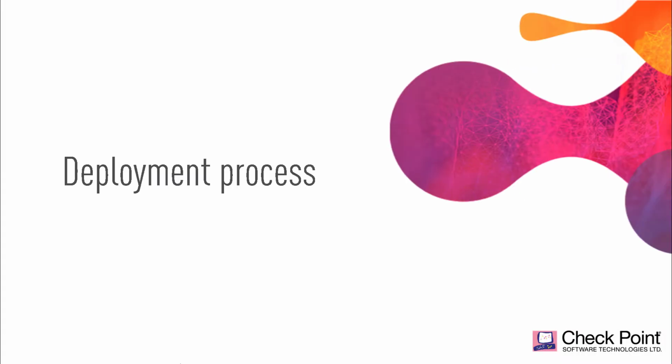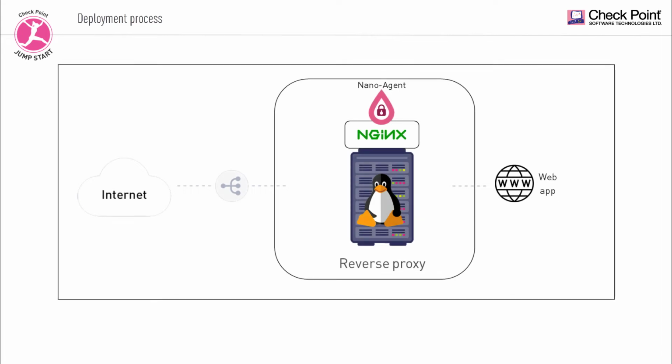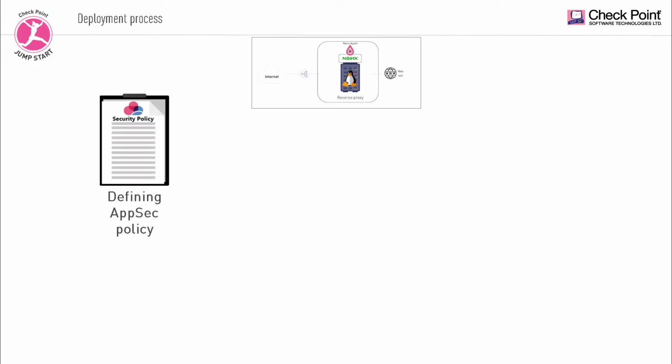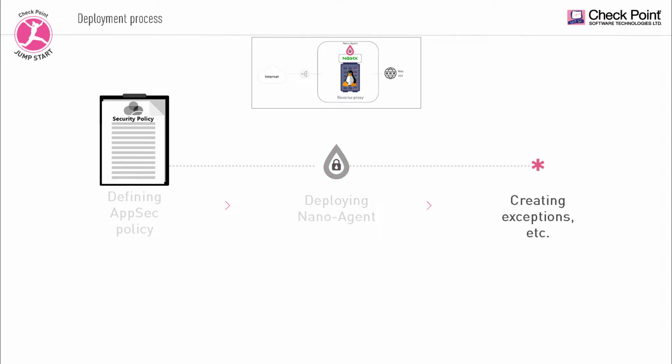Now, let's define the high-level deployment process of our chosen scenario, providing application security and API protection using an embedded Nano Agent on top of a Linux machine running an Nginx reverse proxy. First, we define the AppSec policy. Then we deploy the Nano Agent. And finally, we can create exceptions and additional definitions on the Infinity Portal's end to accommodate any special requirements that go beyond the default settings.